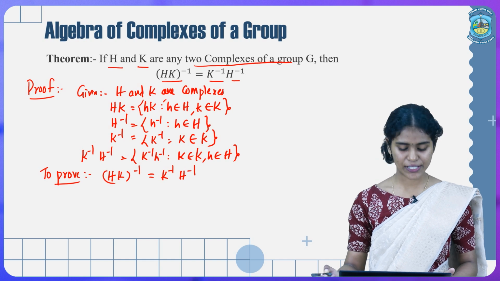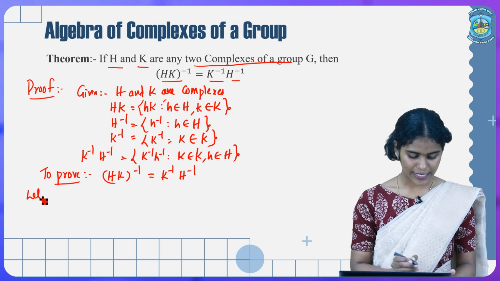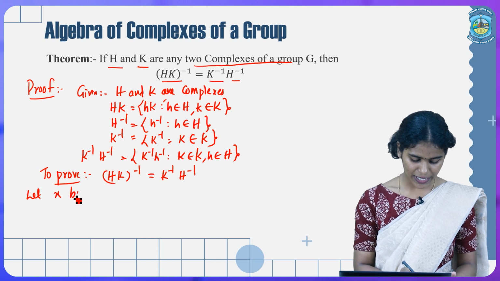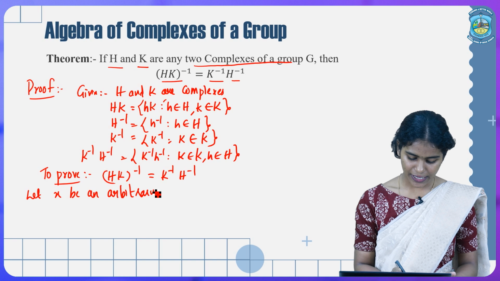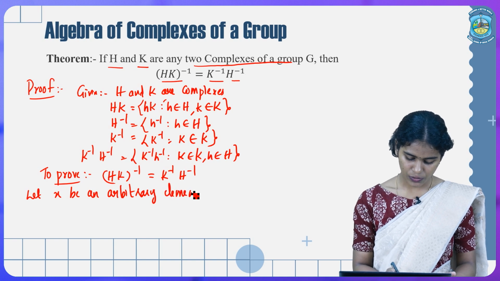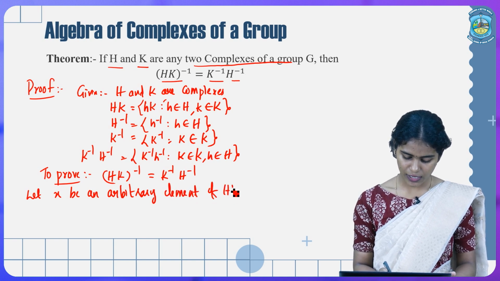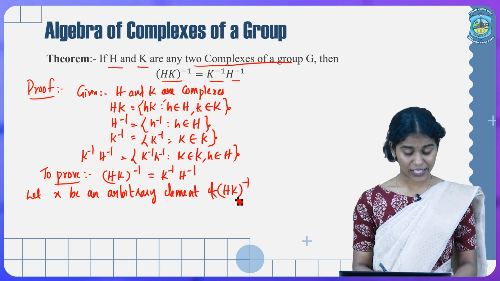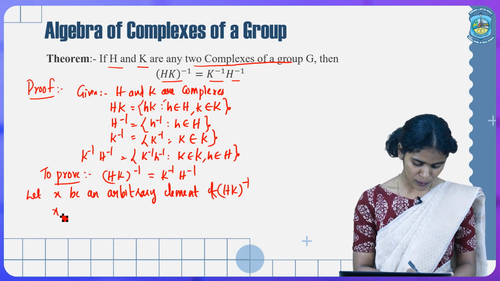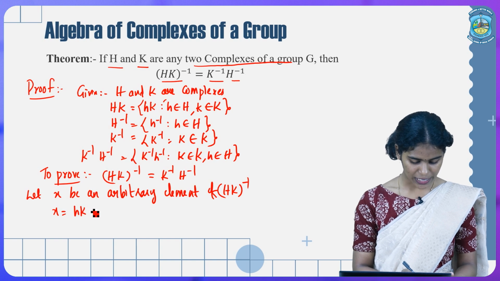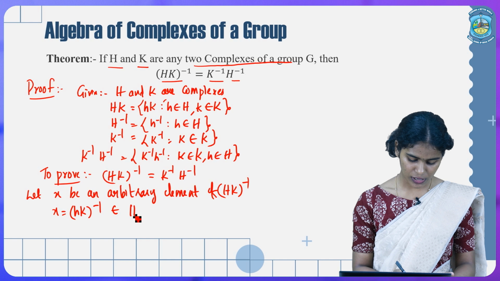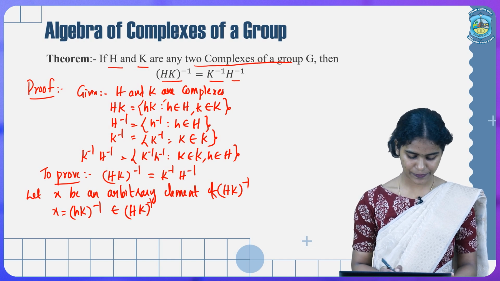We will start from the LHS part. Let us consider an element from (HK) whole inverse. Let x be an arbitrary element of (HK) whole inverse. Now, how does the element look? x will be equal to (hk) whole inverse, which is coming from (HK) whole inverse, where h is from capital H and k is from capital K.